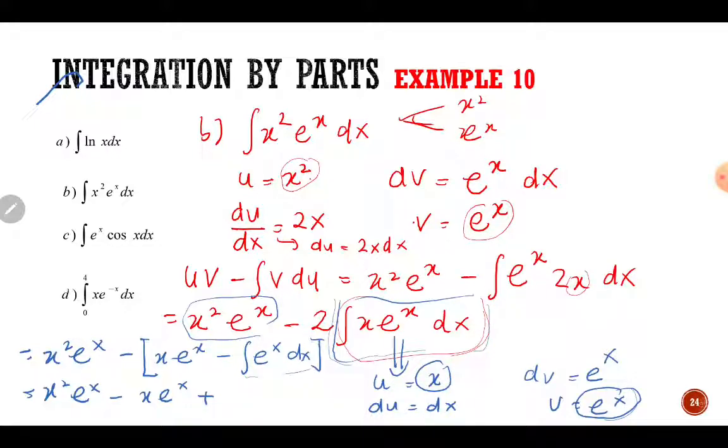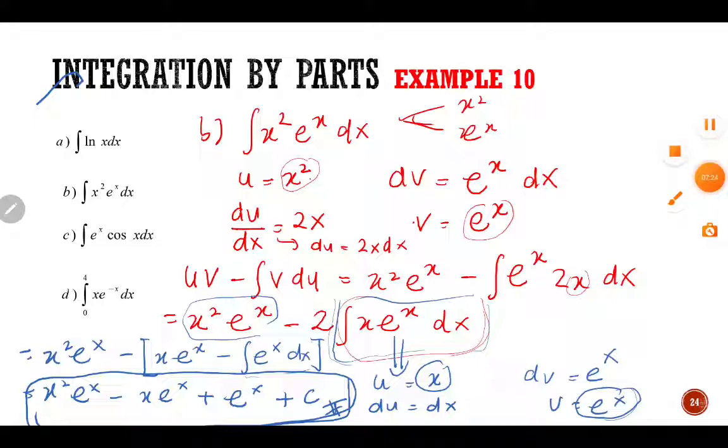Tak ada masalah dah lah. So which is e to the power of x, and do not forget plus with c. Okay, so this is our answer for B. Alright, this is our answer for B. Now let's proceed to C.